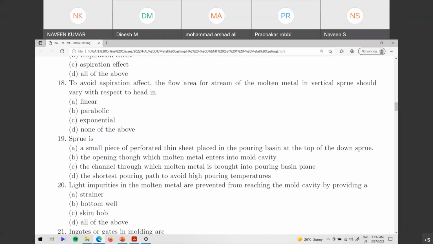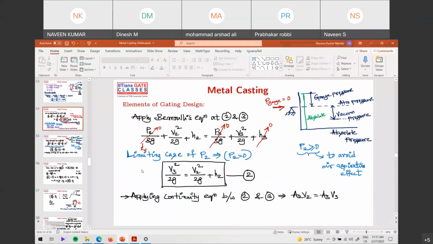Okay, come on, next one. What is the answer of the next one? The 18th one. What is the answer? Yes, it is parabolic. We have seen it clearly. Yes or no? Yeah, we have seen it.